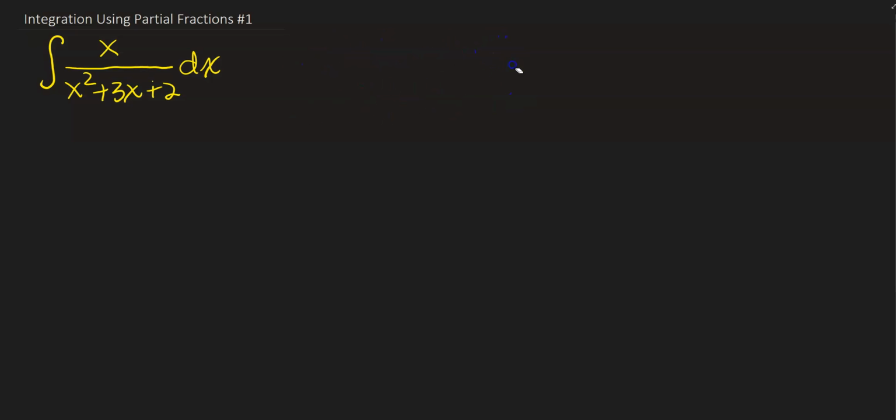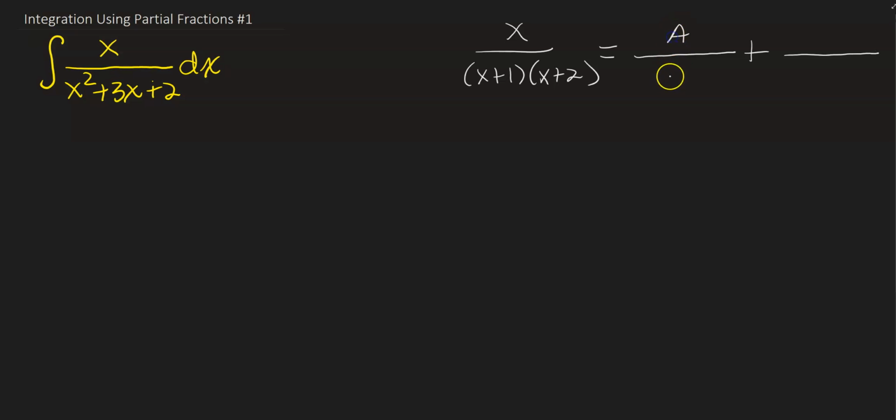But what we need to recognize here is we have a fraction that is factorable, meaning we can factor the denominator here to x over x plus 1 times x plus 2, which tells us that we may be able to decompose these two fractions into two partial fractions. Something over x plus 1, then something else over x plus 2.